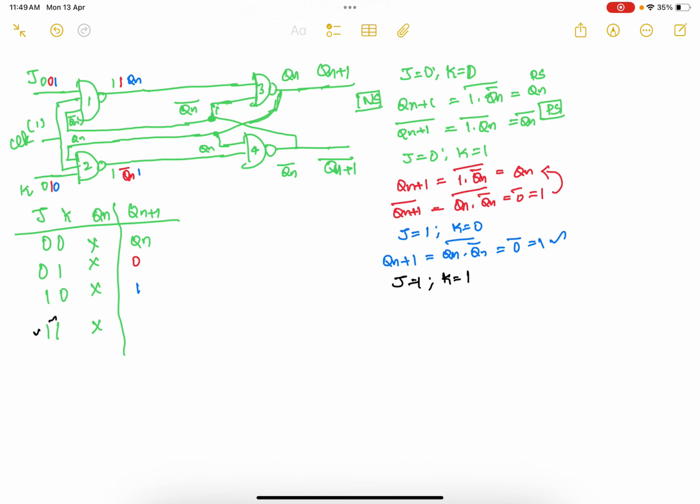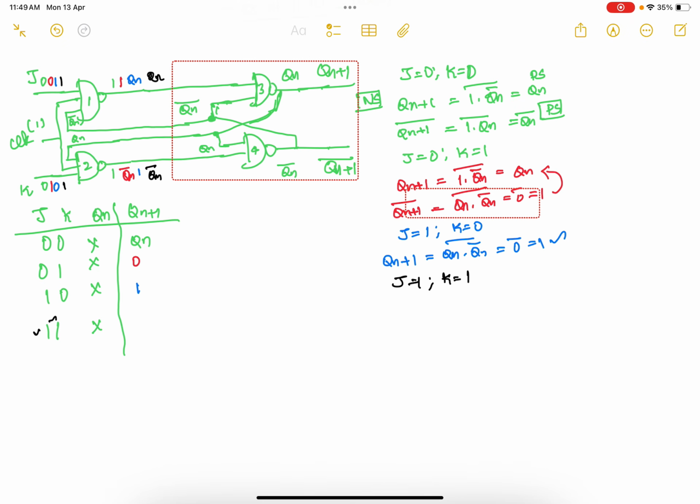What will happen? That is j equal to 1 and k equal to 1. Both are 1 and 1. At the top side what you will get? 1 into qn bar. So here at the top side you will get qn. Bottom side what you will get? Bottom also 1 into qn. So here you will get qn bar.